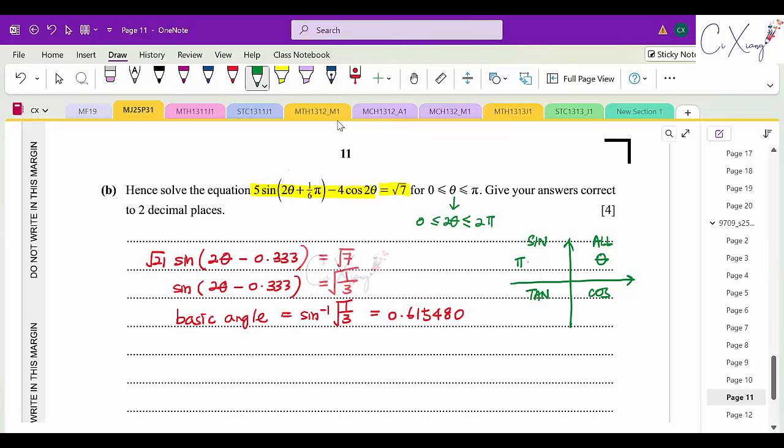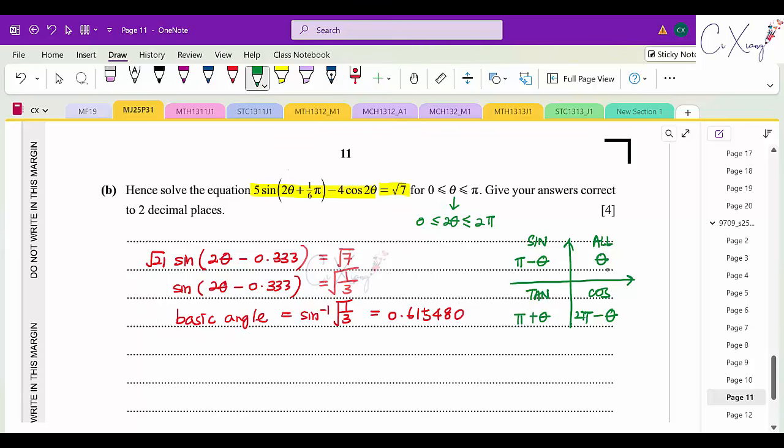Second quadrant is pi minus basic angle. Third quadrant, pi plus basic angle. Fourth quadrant is 2 pi minus the basic angle. Then let's start. This value, square root 1 over 3, is basically a positive value. And we are looking for sine with a positive value.